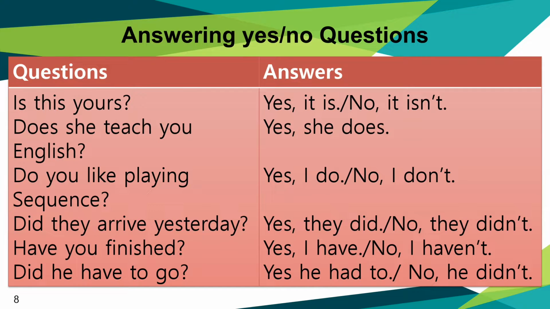Now, how do we answer the yes-no questions? What you need to notice is that the answer will have the helping verb that we have used in the beginning of the sentence. Let's look at the example. Is this yours? Yes, it is. No, it isn't. Does she teach English? Yes, she does. Do you like playing sequence? Yes, I do. No, I don't.